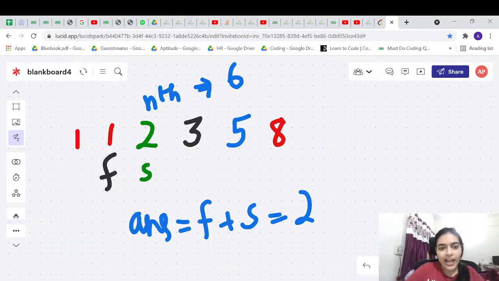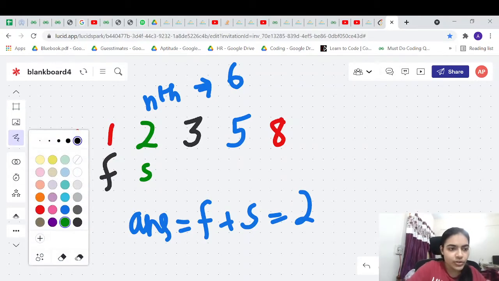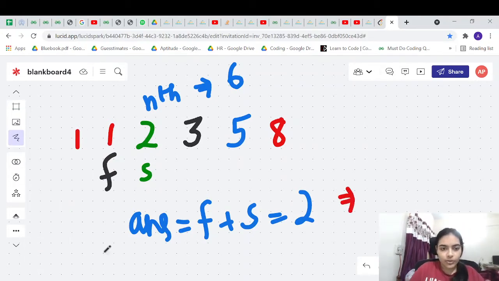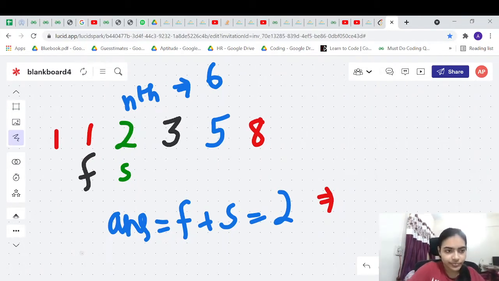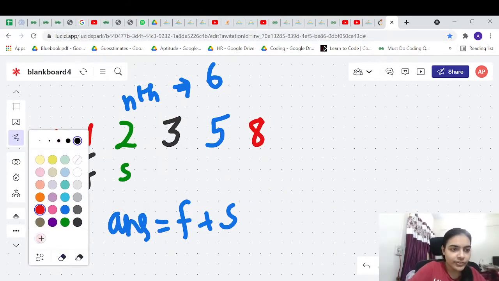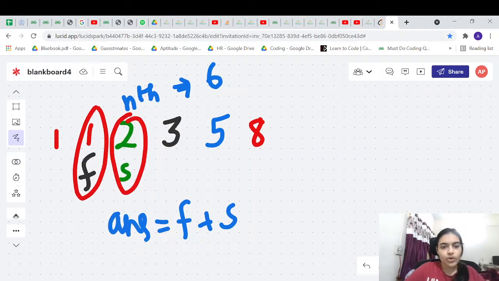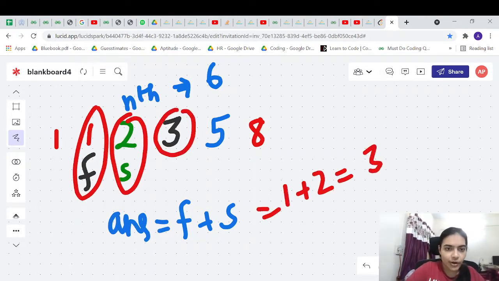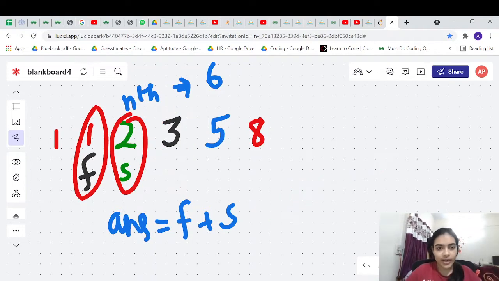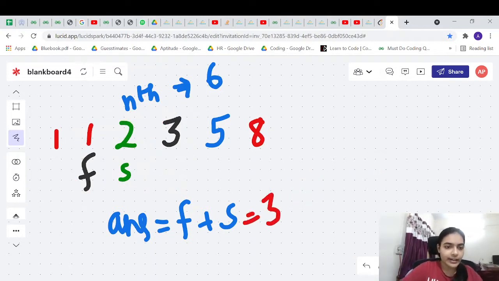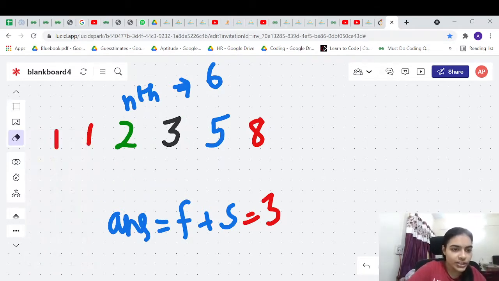Okay, now again my answer variable will change. So what is my answer variable now? First is 1, second is 2. So my answer is 1 plus 2, which is equal to 3. Okay, so I have found the next number in the series, which is 3. Now I again shift my first by 1, I again shift my second by 1. So now I again shift these two variables.